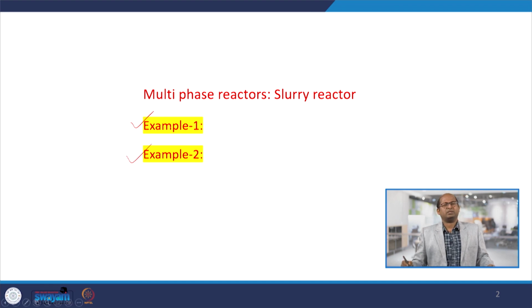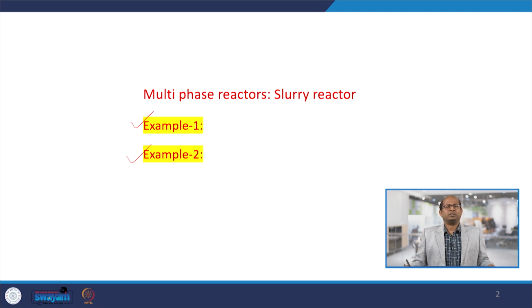Now, considering those equations and correlations that we discussed in our previous class, based on that we will discuss a few numerical problems: how to solve any slurry reactor problem where gas, liquid and solid phases are there and a reaction is going on. Here we will consider one or two examples, example 1 and example 2.